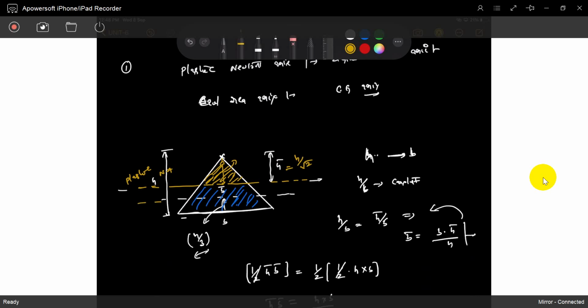Previously the CG was from the bottom H by 3. The equal area axis is somewhere higher, at H by root 2. So that is the shifting of the neutral axis from elastic analysis to plastic analysis. Plastic neutral axis exactly divides the area into two parts. Why it is divided, we explained previously. But the CG axis is the center of gravity line. That is from the moment. Based on the moment you get the center of gravity, not the area. Got the idea? That is the shifting.